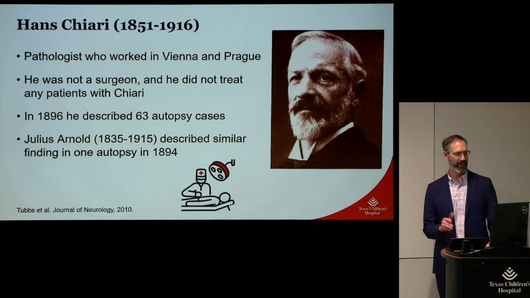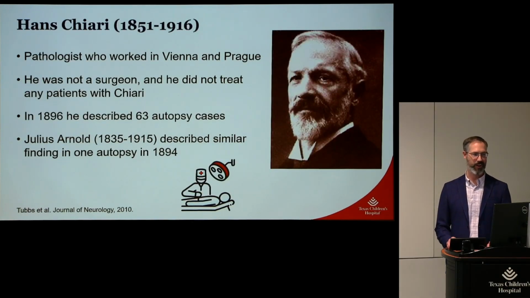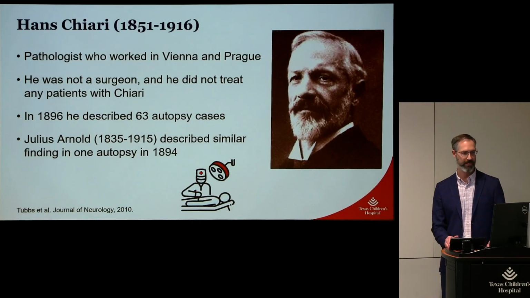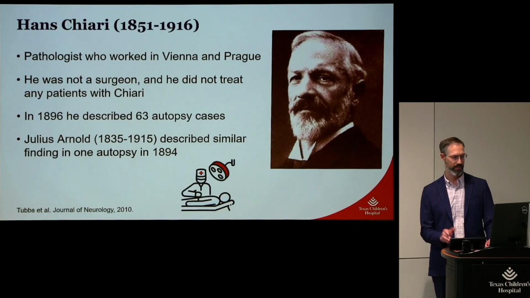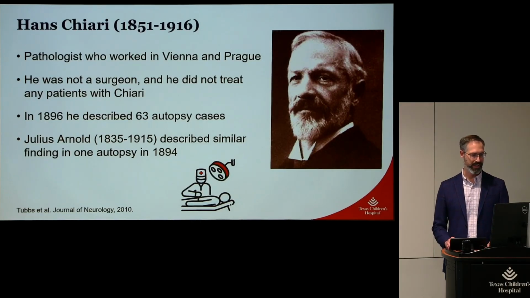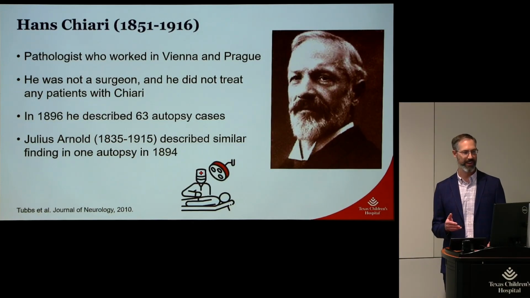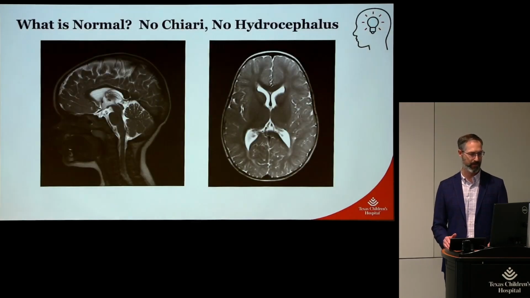So I always throw up this picture. This is Hans Chiari. This is the person after whom Chiari is named. He's a pathologist who worked in Vienna and Prague. He was not a surgeon. He did not treat any patients with Chiari, but he did describe autopsy cases of patients with Chiari. And then there's a Dr. Arnold who described a similar finding, and so that's why sometimes we call it Arnold Chiari malformation, but most people these days just call it Chiari malformation.